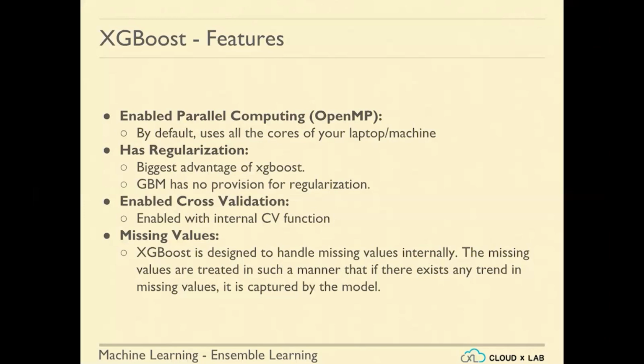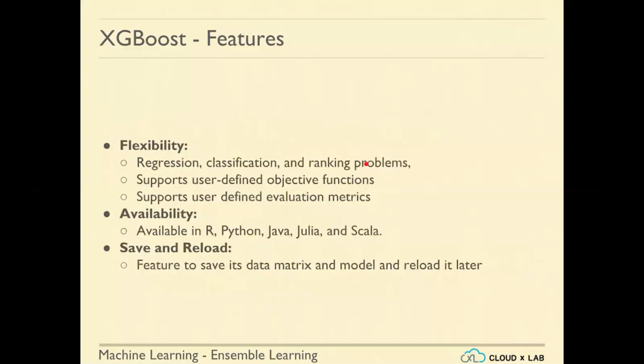So the magic about XGBoost is that in case the values are missing in a certain manner, it figures out that pattern also, and it captures that in the model. It's very flexible, can be used for regression, classification, and ranking problems, just like any tree. It supports user-defined objective functions, so instead of considering the mean square error for everything, you can define your own objective functions. It supports user-defined evaluation metrics. As of today, it's available in almost all languages, and has features to save its data matrices and model and reload it later.